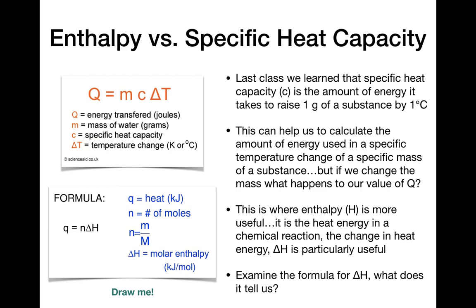So here's a formula for delta H. Right here is how it relates to Q from heat capacity, and here's our Q, moles, and delta H. So we can also write it as delta H equals Q over n. That works too. We need to have this information written down in your notes.